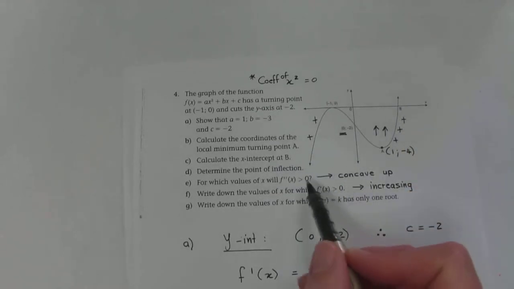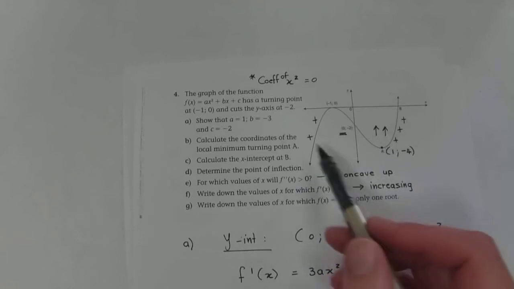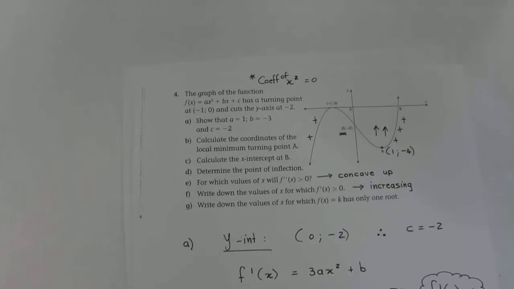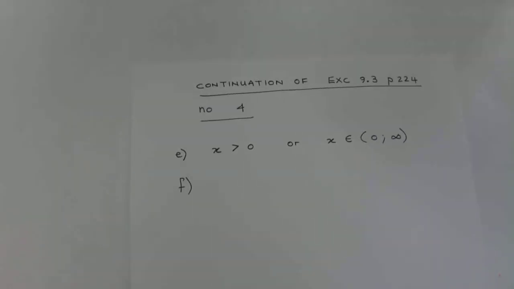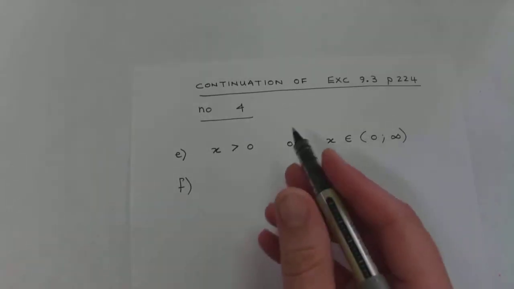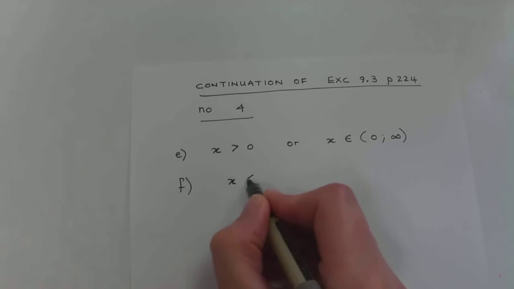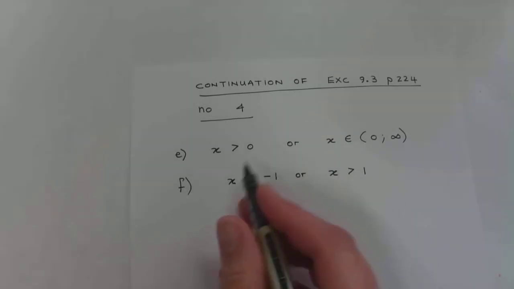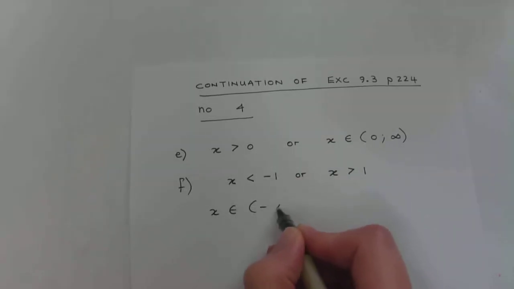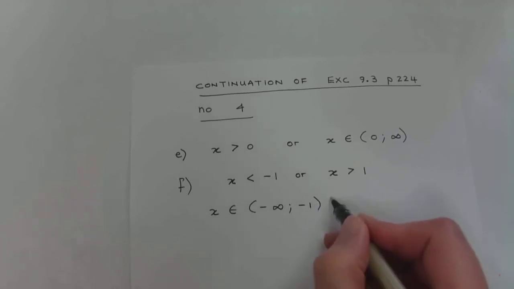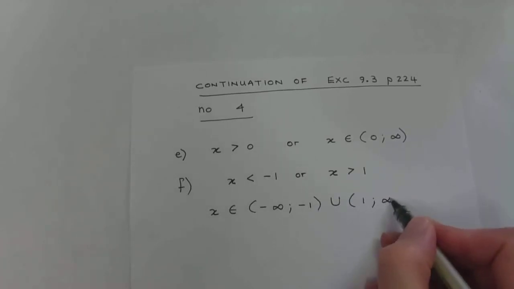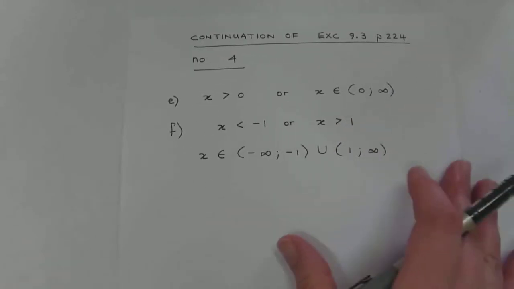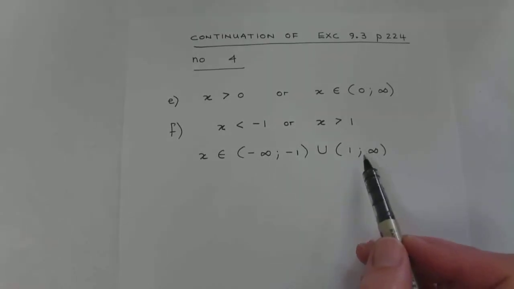Please people, do not calculate these questions algebraically. If you've done all of the hard work, you've got all the coordinates, and you've got the graph in front of you, do it visually. So for F, the graph is increasing where x is less than negative 1 or where x is greater than 1. I can also write it in this notation: x is an element from negative infinity to negative 1 or from 1 to positive infinity. You should be aware that this is the symbol for or. That was just visually answering this question.